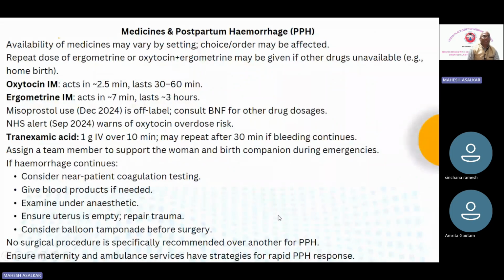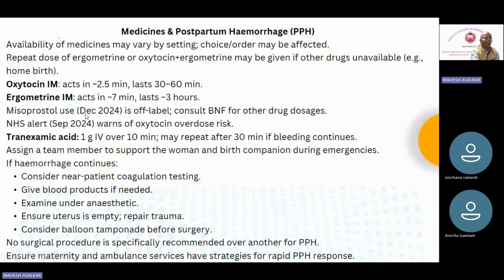Then medicines and PPH. Oxytocin will act in 2.5 minutes and it lasts for 30 to 60 minutes. Ergometrin will act within 7 minutes and it lasts for 3 hours when given intramuscularly. Oxytocin given intramuscularly will act within 2.5 minutes. It will last for 30 to 60 minutes. Ergometrin given intramuscularly will act in 7 minutes and the duration will last for 3 hours.